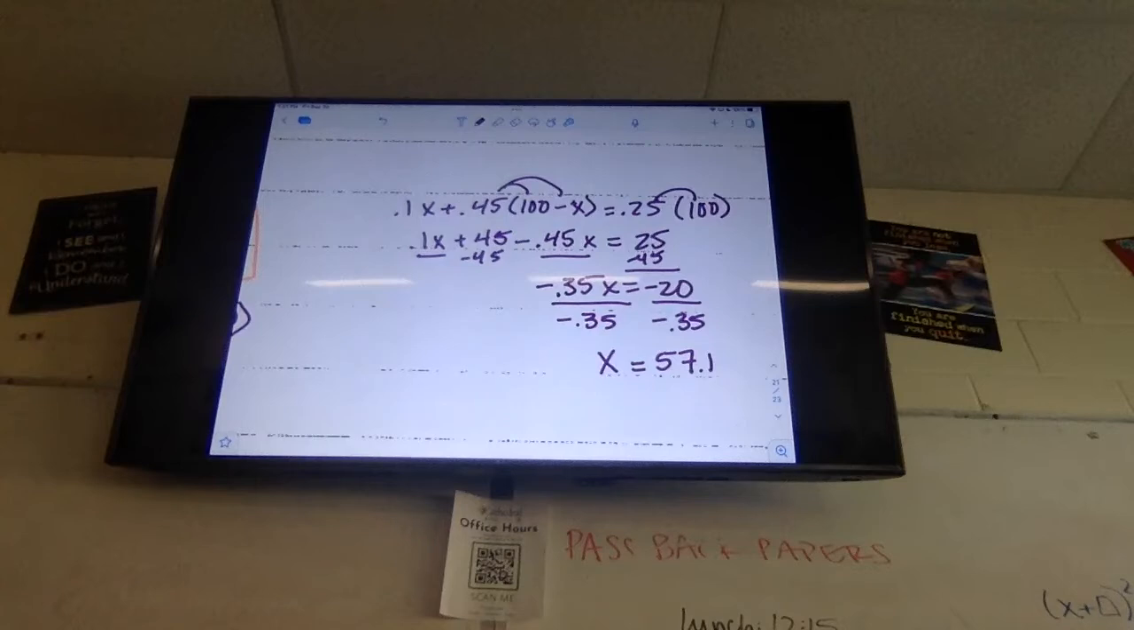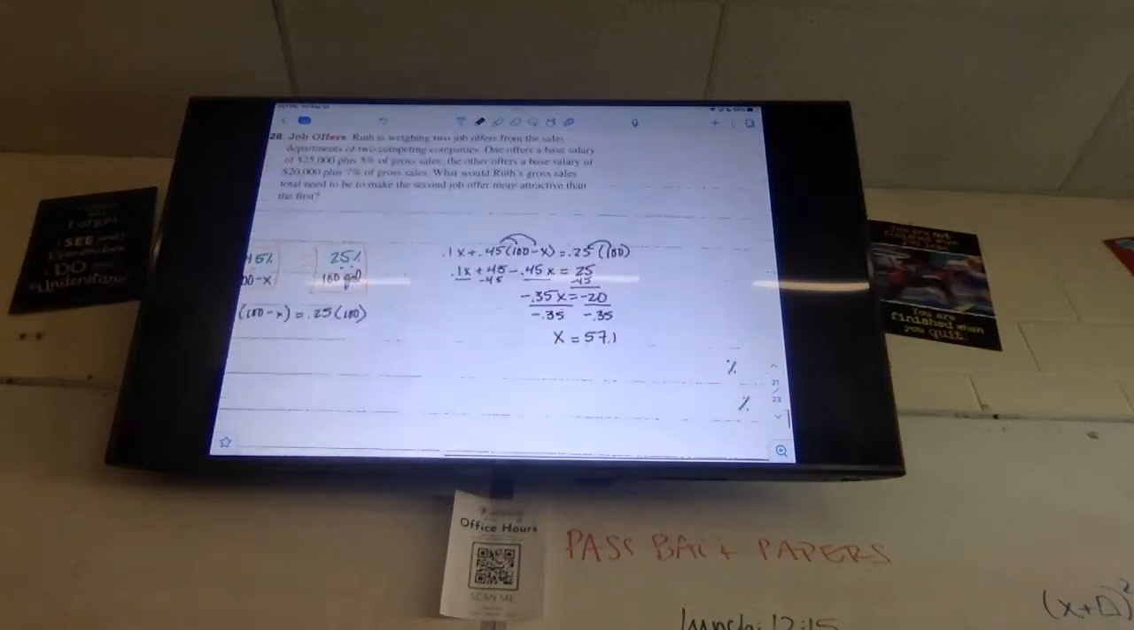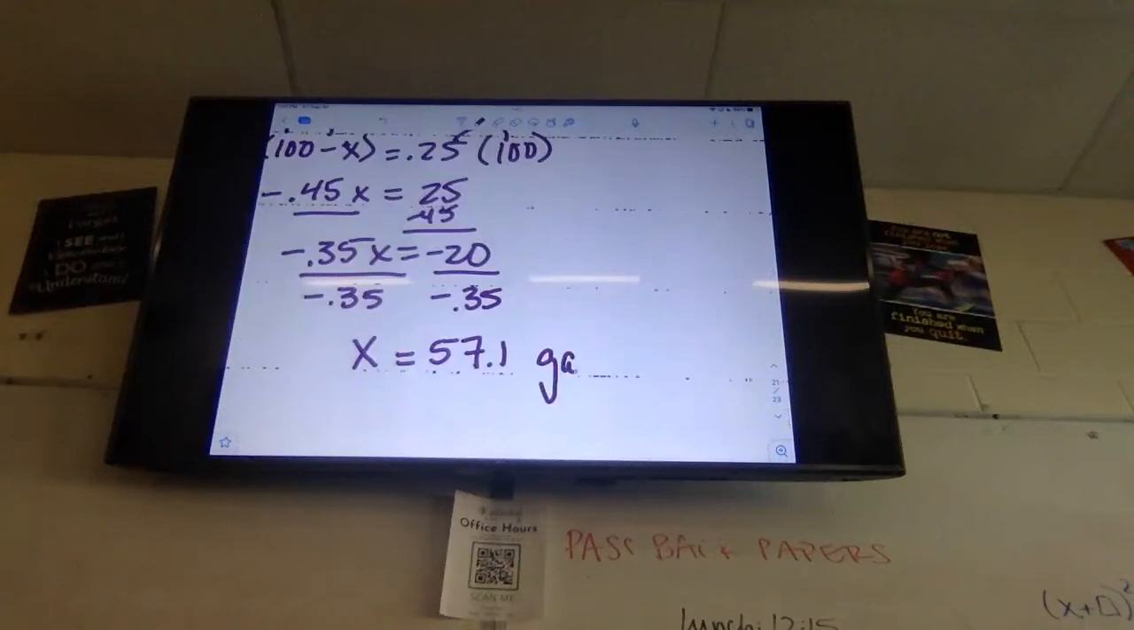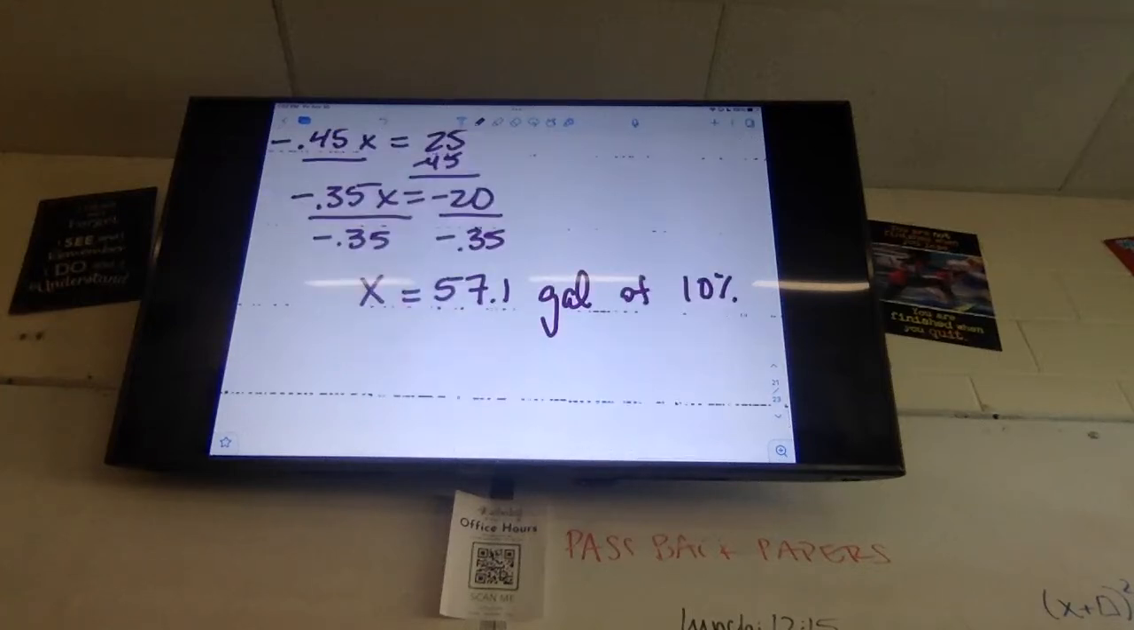Now I want to know what is X. What does this 57.1 mean? Good. What's my units on this? Gallons, good. And we're going to say gallons of, and I'm going to say what percent solution it is. It's gallons of that 10% solution, okay? How much of the 45% solution do I have?